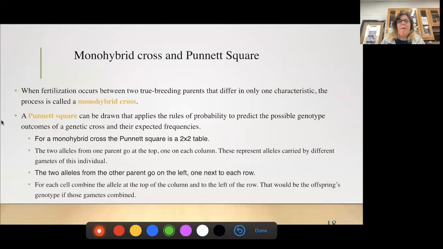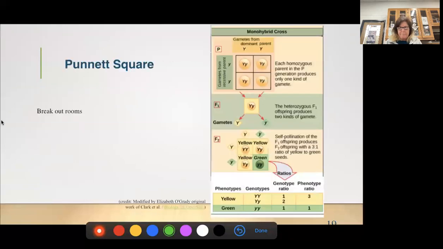So we have what's called a monohybrid cross. We're going to use a tool called a Punnett square. When we fertilize our eggs and sperm, we can figure out the probability of what our offspring should be by using a Punnett square. For a monohybrid cross, we're going to have a 2x2 table. The alleles from one parent go on the top, the alleles from the other parent go on the side, and then we put them together in the body of that table to get back our diploid offspring.